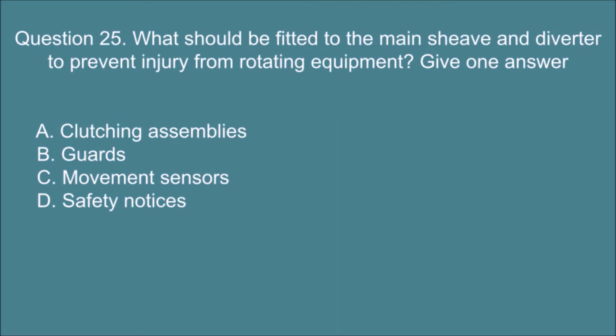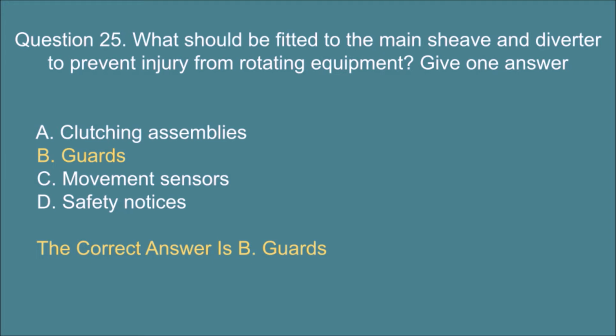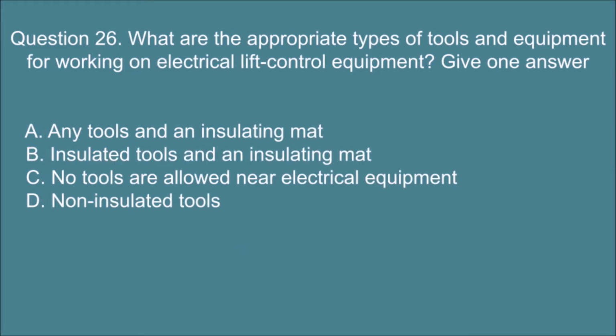Question 25. What should be fitted to the main sheave and diverter to prevent injury from rotating equipment? Give one answer. A. Clutching assemblies. B. Guards. C. Movement sensors. D. Safety notices. The correct answer is B. Guards. Question 26. What are the appropriate types of tools and equipment for working on electrical lift control equipment? Give one answer. A.